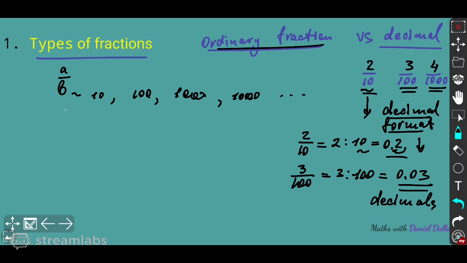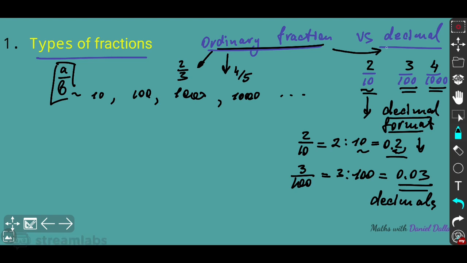But there might be other bottom parts, like 2 over 3 or 4 over 5. So simply, an ordinary fraction is a fraction that can be set up in this form, a over b. Okay, so it's pretty clear. Ordinary fractions and decimals, you can consider decimals as a private case of the ordinary fraction.